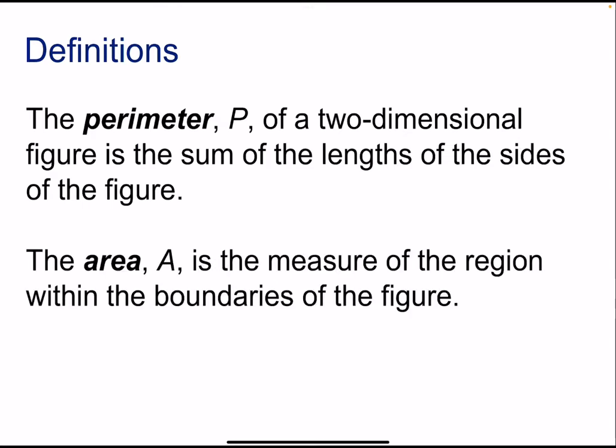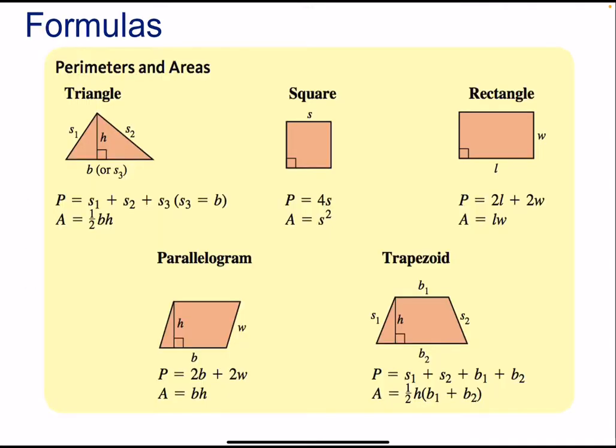Perimeter and area, the definition should be clear to everybody. Also, once we look at the formulas here, it should be clear. Triangle: here, the perimeter equals the sum of the lengths of all sides, so S1, S2, S3, and area equals 1/2 times base times height. Okay. So that's the formula.